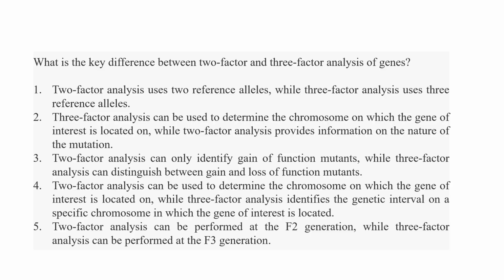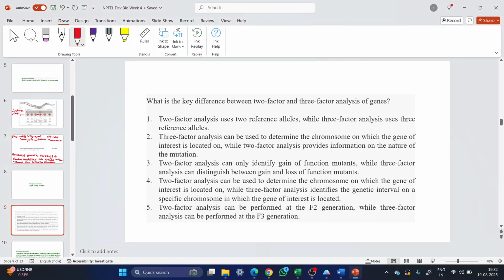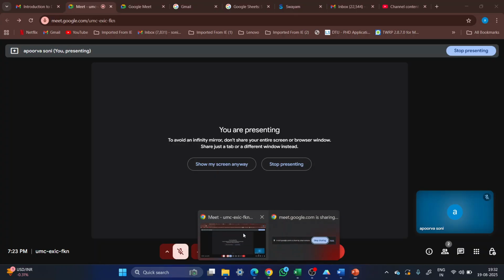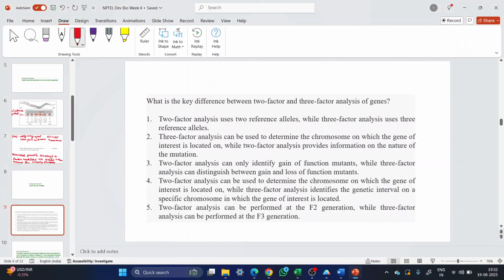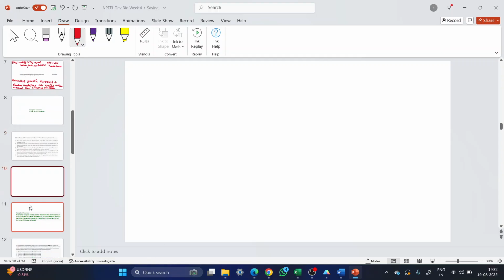Let us discuss this question. So the question is, what is the difference between two-factor and three-factor analysis of genes? So first of all, we should know what is the meaning of two-factor analysis and three-factor analysis. So first is two-factor analysis.